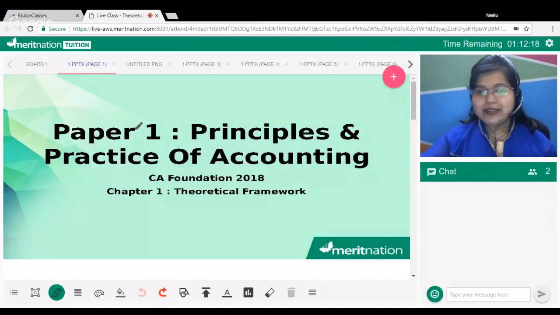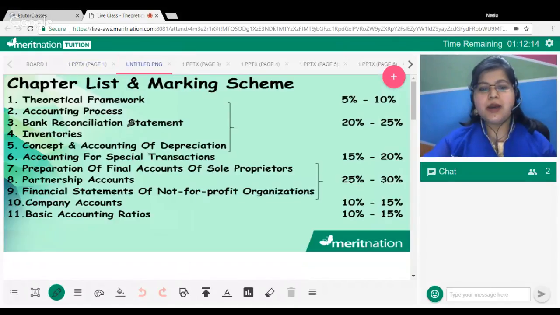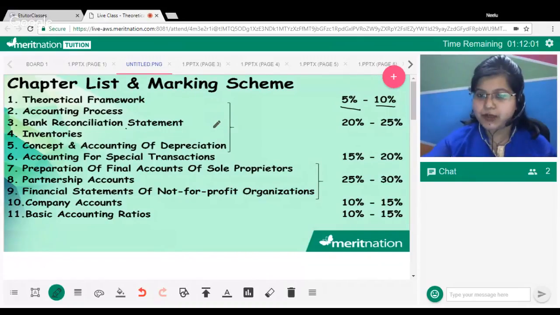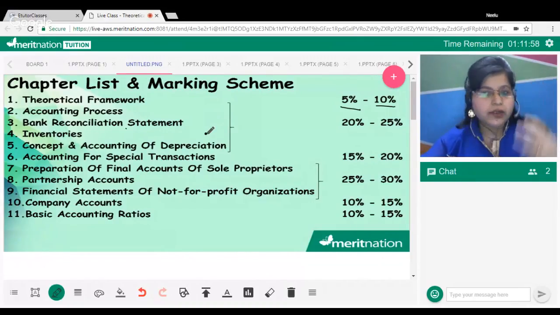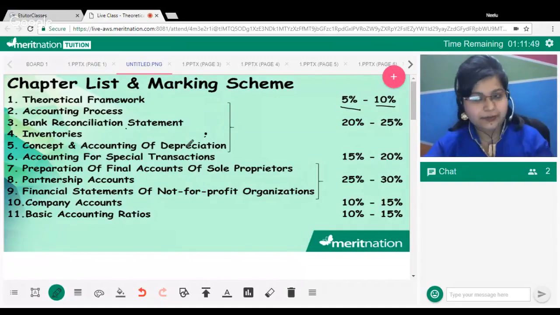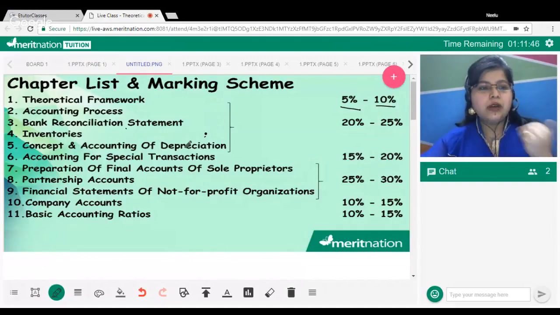Now, talking about our paper 1, we have the marking scheme and the chapter list. The first chapter, the theoretical framework, would be there in your paper for 5% to 10%. So we can say that out of all the chapters, the least weightage has been provided to theoretical framework. There's no rocket science to understand that accounting is a practical subject, and that is why the theory portion would take up the least amount of time for us.